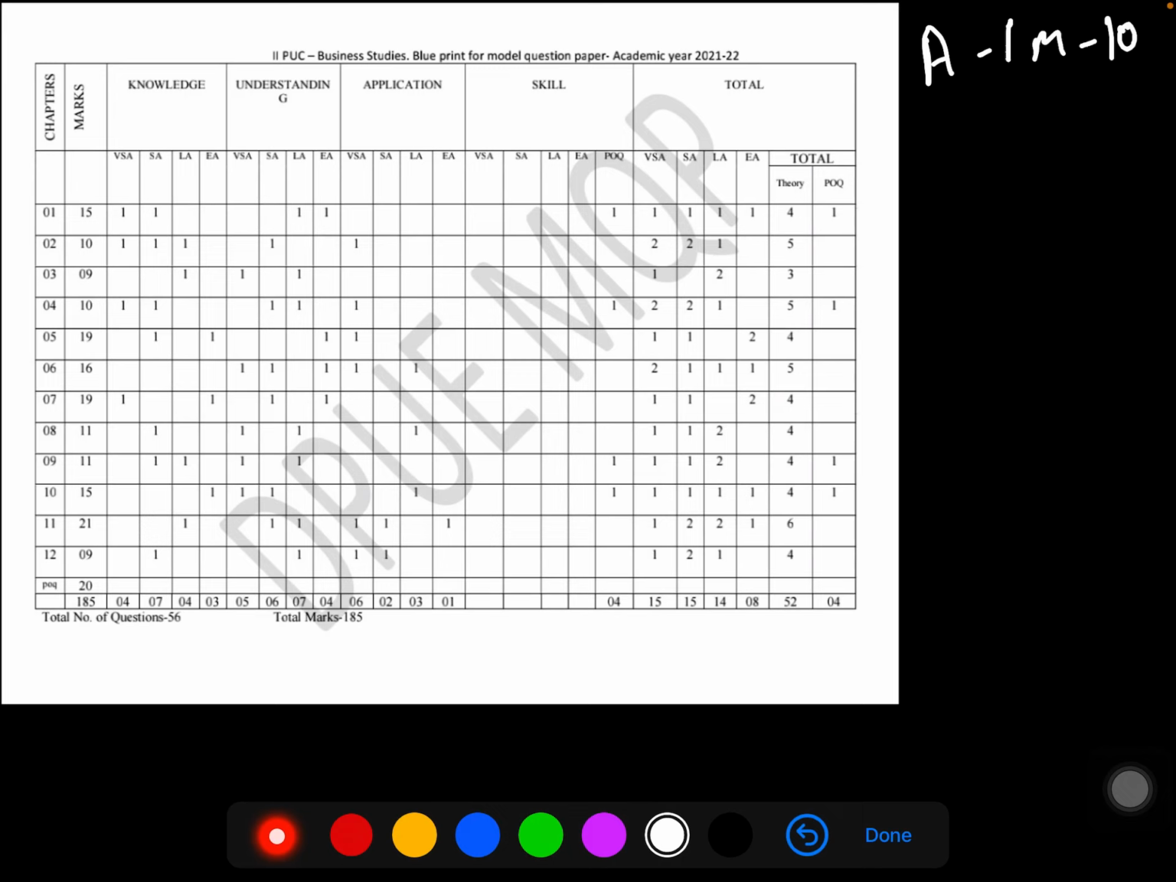Please see the section which I am going to mark. The VSA section is completely 1 mark questions. You have to prepare for 10 questions out of the 15. Which chapters can you pick? I'll mark them. First pick 2 questions from this chapter and this chapter, so combined it will be 6 questions. You have to get ready for the other 4 questions.